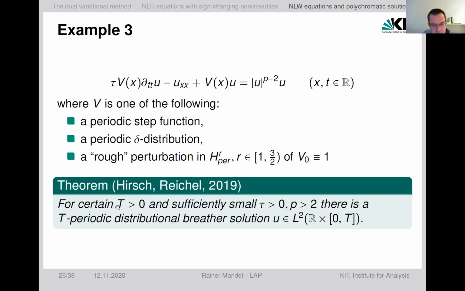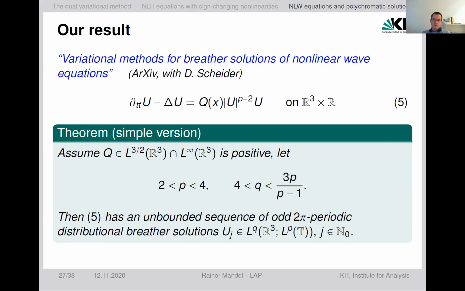So they proved that for a certain periodicity and sufficiently small tau and p bigger than 0, we have breather solutions. And what we were able to do with Dominik Scheider is to prove the existence of breather solutions for nonlinear wave equations. Now, without any rough potentials, but the main feature is now that we are on R3. So the higher dimensional case, which seems to be completely different.